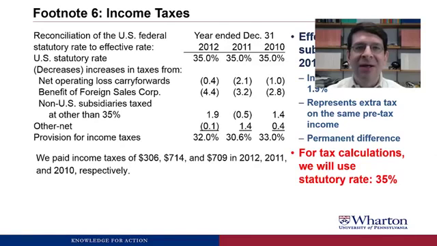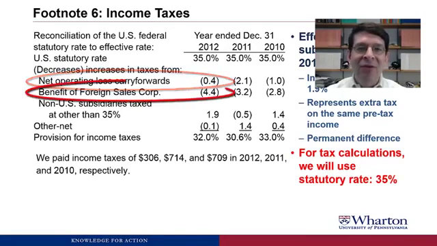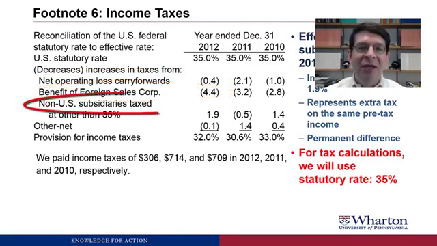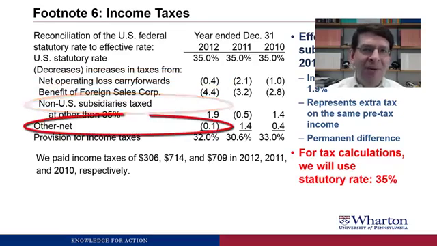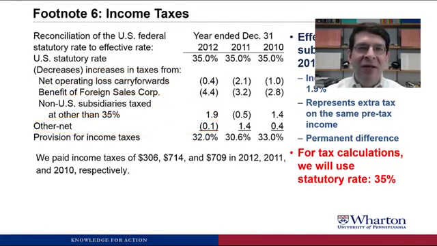I'm happy to. Don't use the effective tax rate to do tax calculations. And this footnote provides a really good example why. So if you look at Moth's effective tax rate, it's affected by 4 things. You've got the NOLs, you've got a benefit of a foreign sales corporation, you've got the non-US subsidiaries, and you've got other net. So I guess if you were looking at the tax effect of something that had all 4 of those things involved, 32% would be the right number.